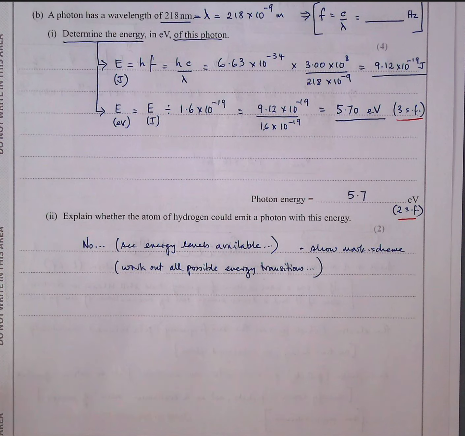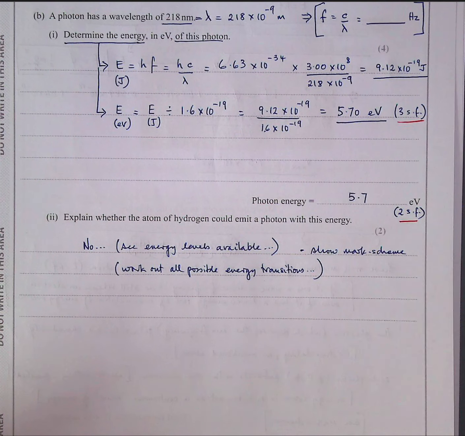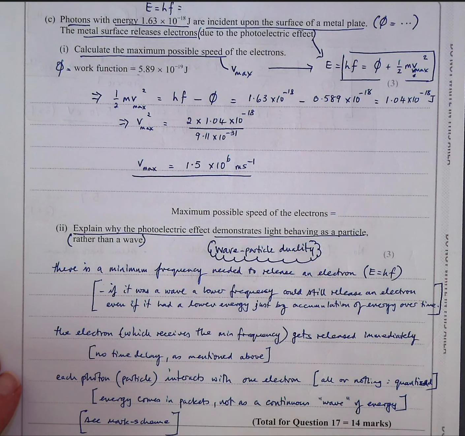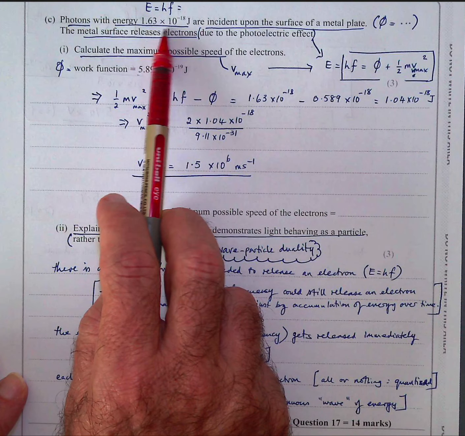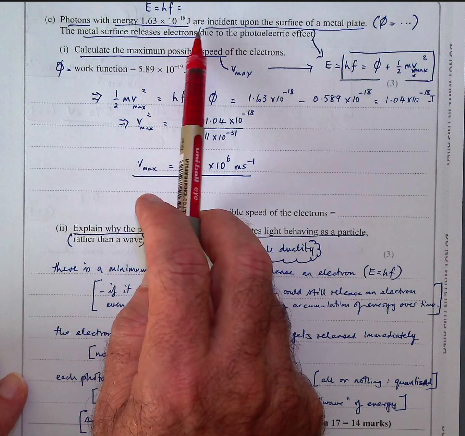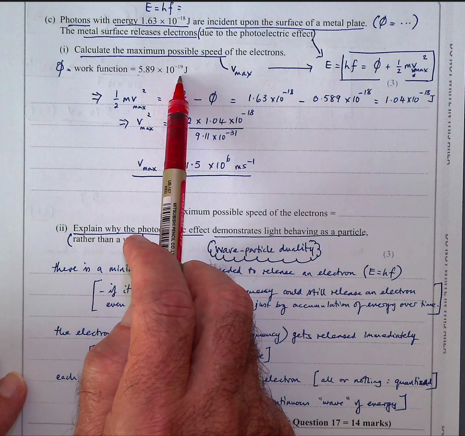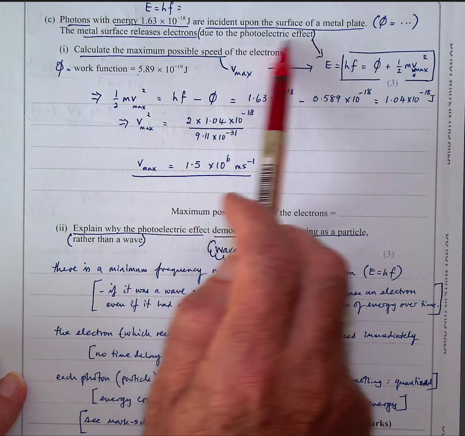And the next part of the question, remember, photons are quantum levels, they're discrete energy packages. So the next one is to continue with this question. It says photons with energy of this much given, 10 to the power minus 18 joules, are incident on the surface of a metal. That means it has a work function. The work function is given to you in joules. The metal surface releases electrons due to the photoelectric effect.